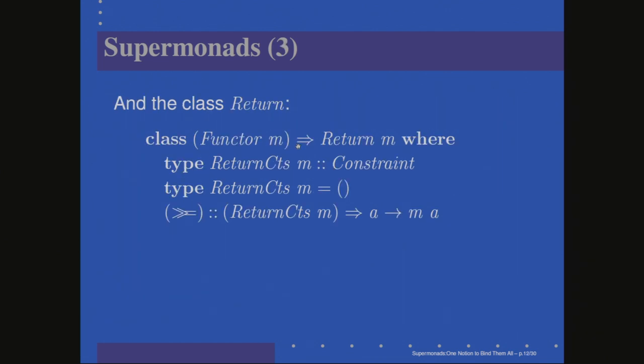And the class Return looks like this, same story. We want the m to be a functor, and we want to have the possibility to impose constraints on that m. By default, there are no constraints, and sometimes you have to just leave it at that, but you can impose constraints if you need to for your particular application.